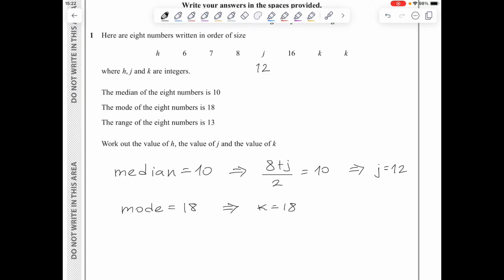Finally, the range is equal to 13. Therefore, the maximum value, which is 18, minus the minimum, which is h, is equal to 13. Therefore, h is equal to 5.